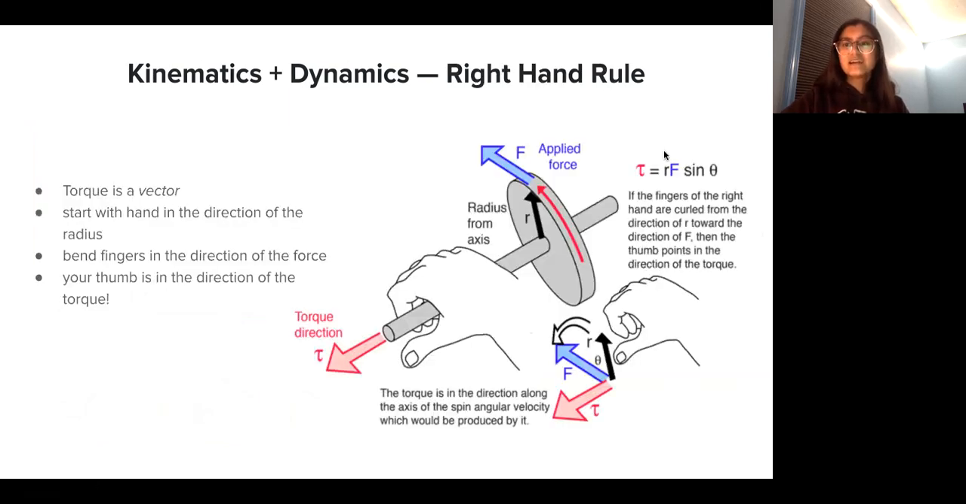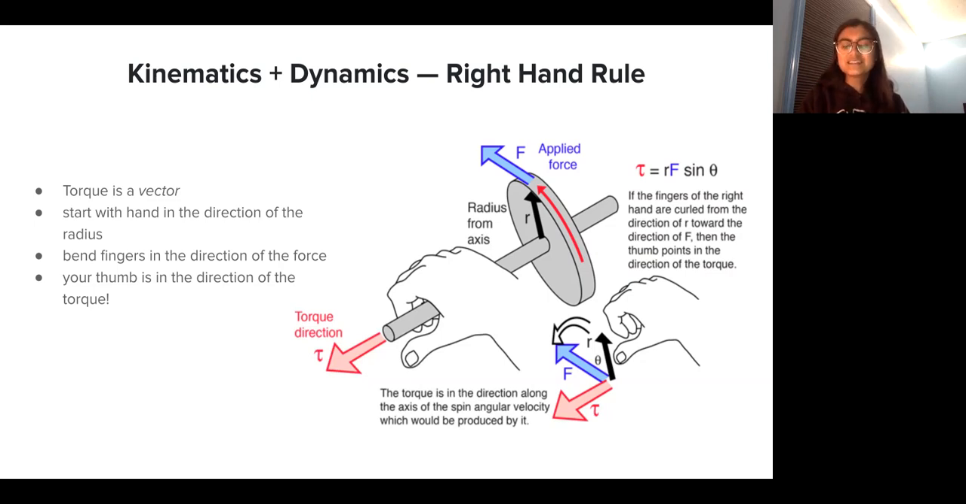And then because torque is a vector, you might be asked what direction the torque is in, and this is where the right-hand rule comes really handy. I did my best to find a good diagram for this. I'll try to use my own hand to show you here, but it's also useful to find YouTube videos and see people using their hands to do it because it's kind of hard to show.